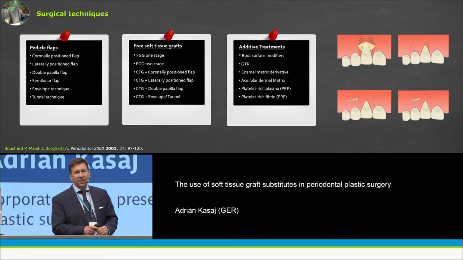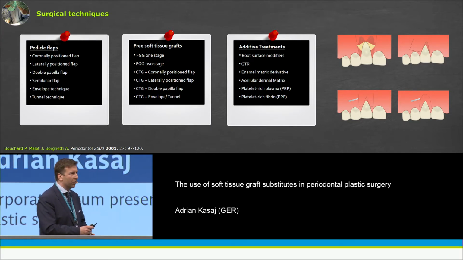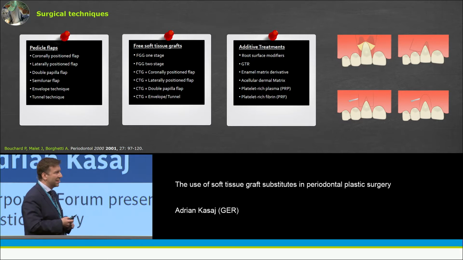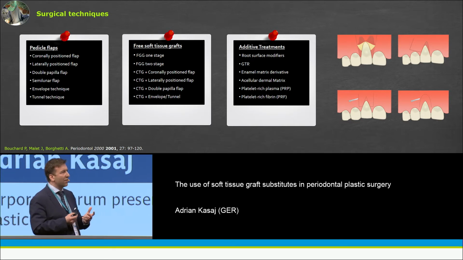When it comes to the different surgical techniques, according to Bouchard, we have the group of the pedicle flaps. Mostly we will use a coronally advanced flap, but we might also go for a laterally positioned flap, a double papilla flap or a semilunar flap. And then we have the more modern techniques like the envelope flap or the tunneling techniques.